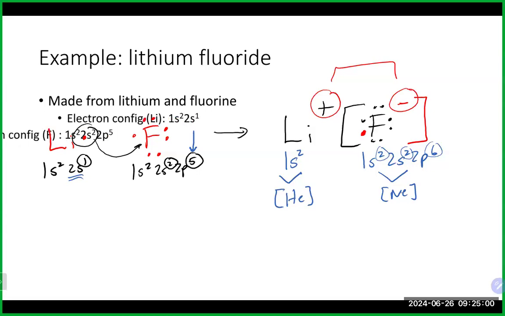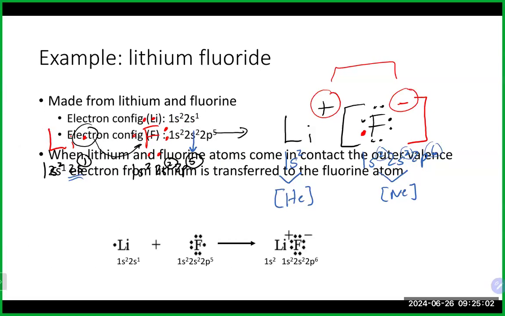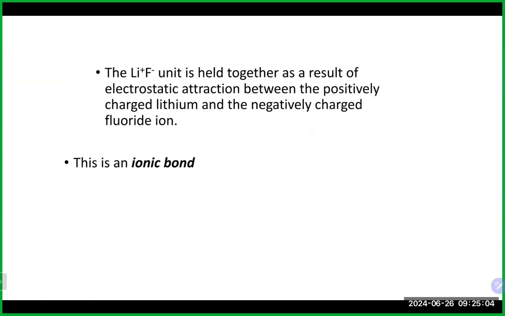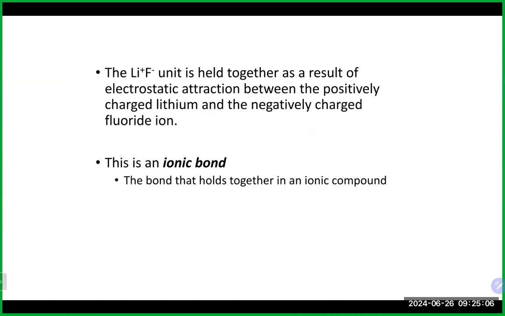So if we take a look at that, that's what I just drew there. That's good. As I mentioned before, that is pretty much your ionic bond. It is that electrostatic attraction between the positively charged cation and the negatively charged anion that's holding that together. Once again, there's absolutely no sharing of electrons in this case.